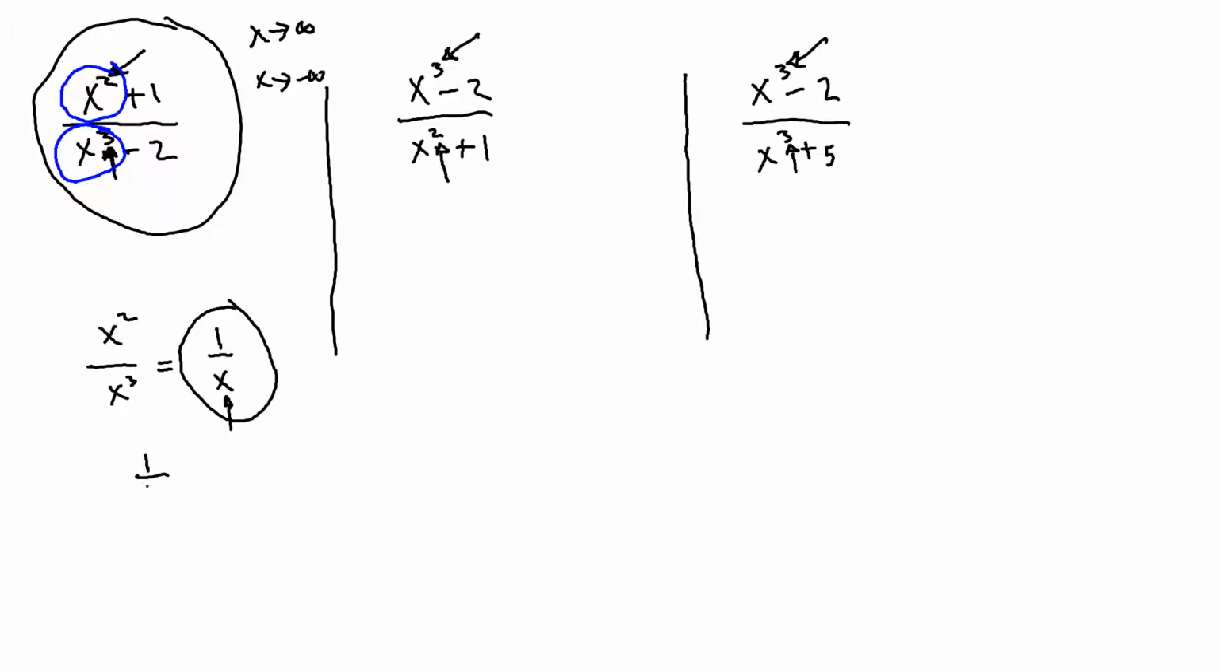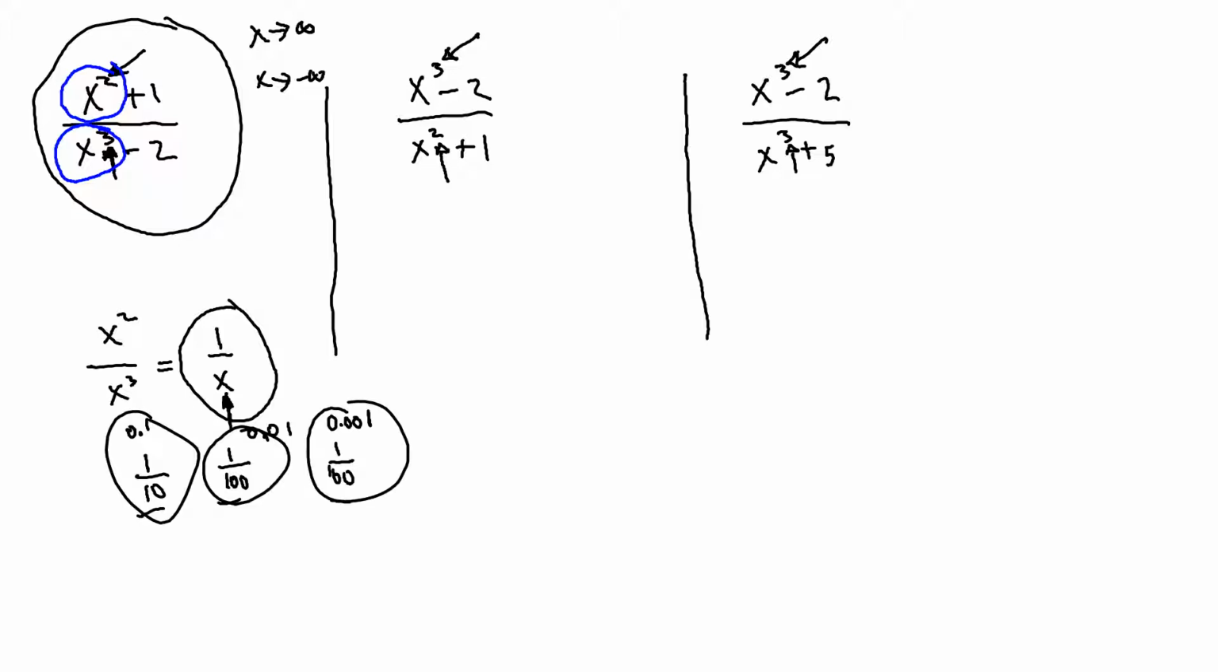Well, if I put in 1 over 10, then 1 over 10 is pretty small, 0.1. If I put in 1 over 100, let's say I put 100 as my x value, then that's even smaller. If I put in 1,000 for my x value, you can see that it's going to continue to get smaller. So basically, as x goes to infinity, as we get a larger and larger x value, the whole fraction, or the whole value here, becomes smaller.